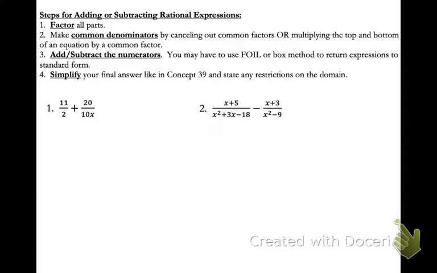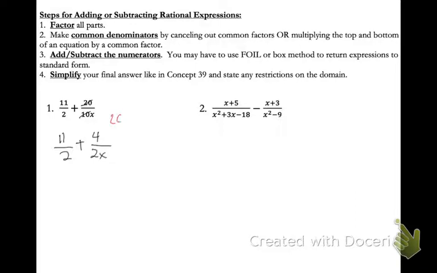So number one, we've got 11 halves plus 20 over 10x. So there's no factoring that we can do, but there is some simplifying in that second expression. And I'm keeping my eye on the denominators because I also want to make a common denominator. So what I notice is I'll just rewrite 11 halves, but if I divide my 20 and my 10 both by 5, then I get 4 over 2x. Now I can easily make a common denominator.